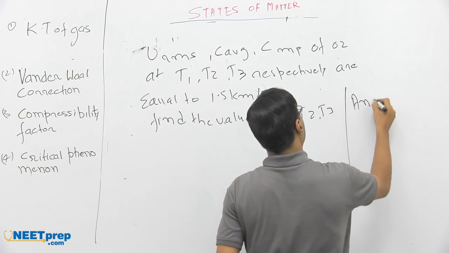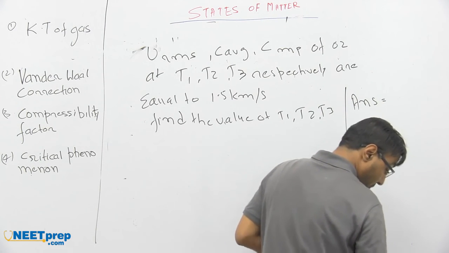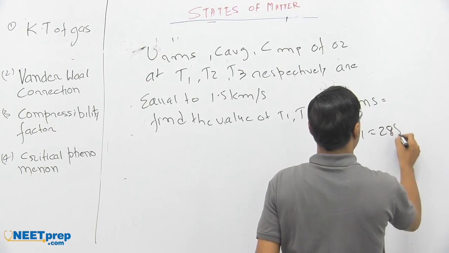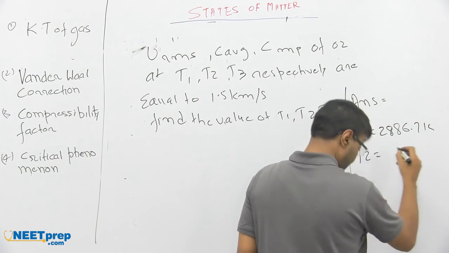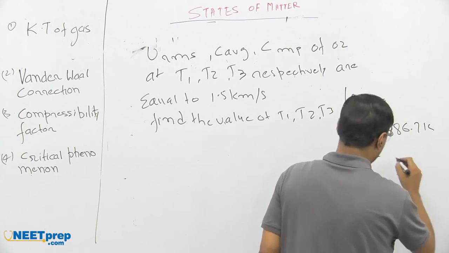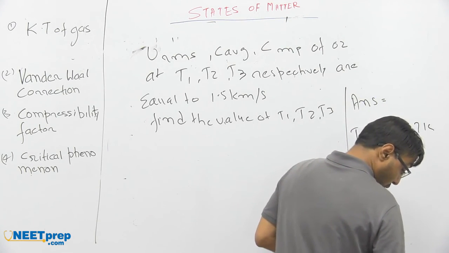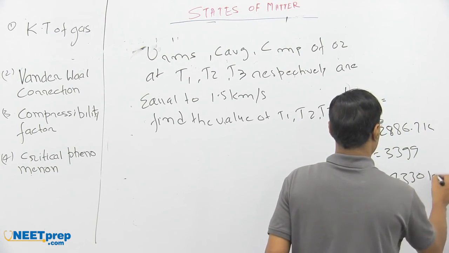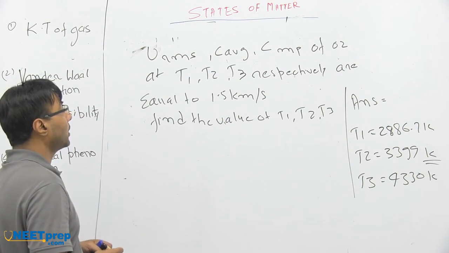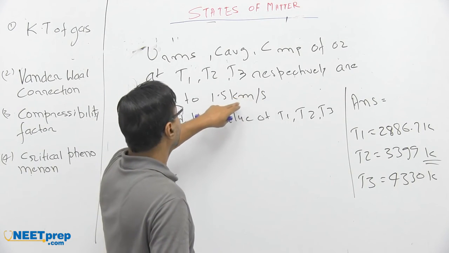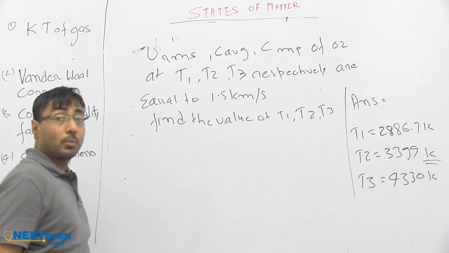Answer is T1 is equal to 2886.7 Kelvin, T2 is 3399 and T3 is 4330 Kelvin. All are in Kelvin. And it's a formula putting problem only. Here at least this one is given in the SI unit, and we have to convert this kilometer into meter.